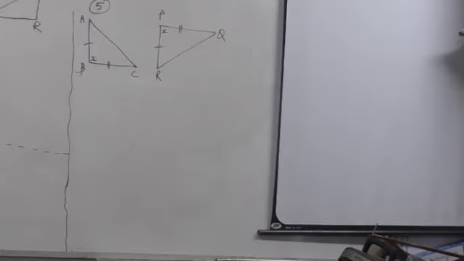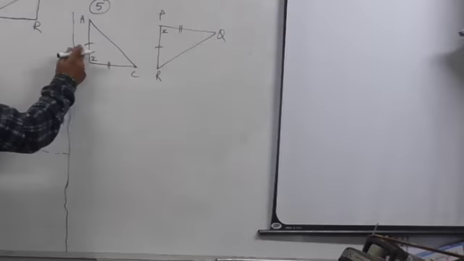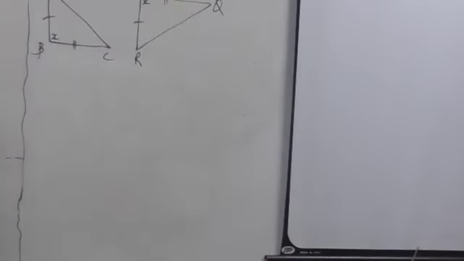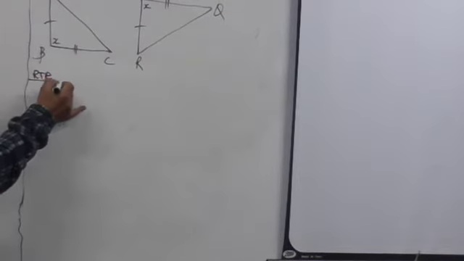Okay, we continue with the review of exercise 1. We're going to number 5. We have marked the equal angles. We have marked the equal sides. Right? Now the proof. Required to prove.